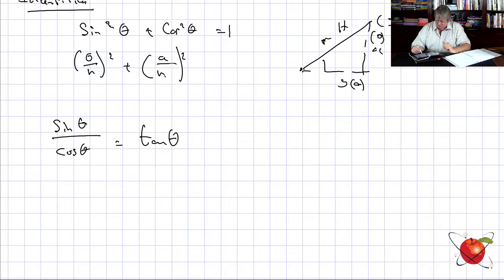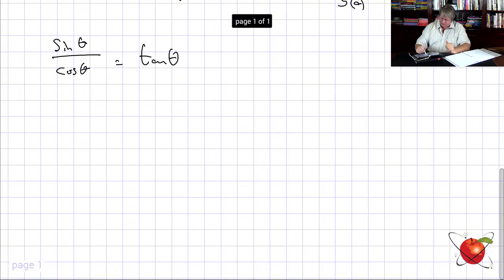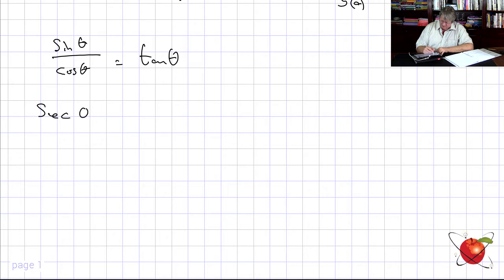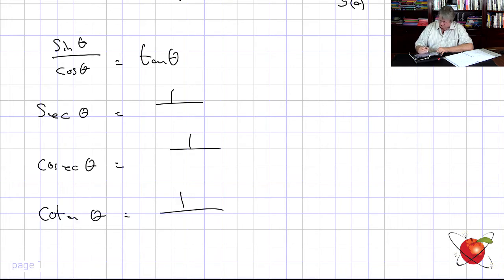The last element of this piece of revision is this. We said sec of theta is equal to 1 over, cosec of theta is equal to 1 over, and cotan of theta is equal to 1 over. We know that is tan. How do I work that out? It's the opposite.